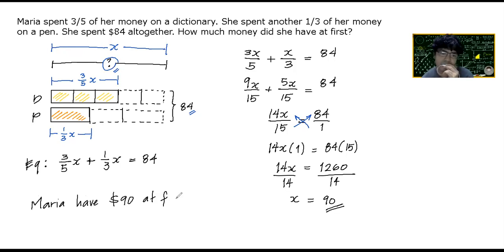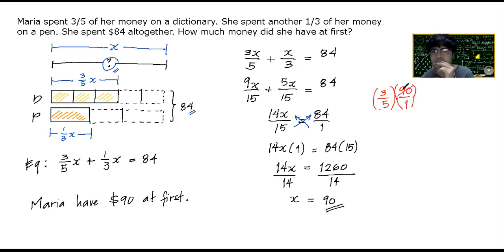If you still have doubts about your answer, I suggest you check by means of substitution to represent the same situation. $90 is the amount of money she had at first. When you say 3/5 of her money was spent on the dictionary, try to find 3/5 of 90 by multiplying 3/5 by 90 over 1.